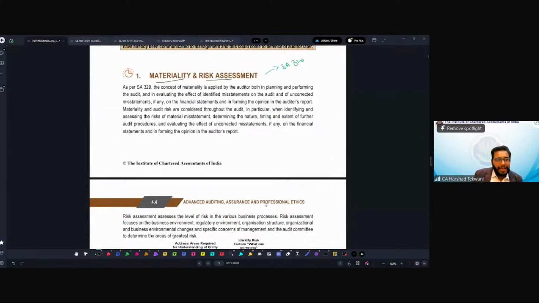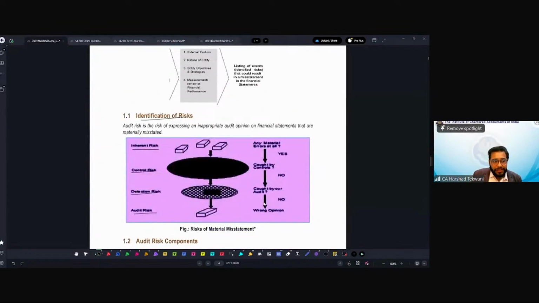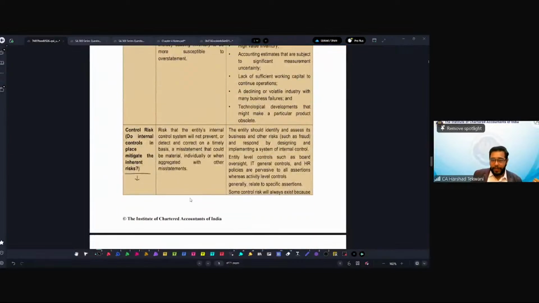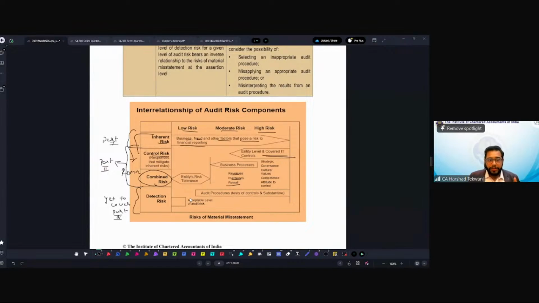First of all, materiality and risk assessment. Based on that, we need to perform a risk assessment, identification of the risk. This particular chart is given of control risk, detection risk, and audit risk, which we already understood from the umbrella example. Audit risk components: inherent risk, we discussed that. Control risk, we also discussed. Detection risk, we discussed. Interrelation of the audit risk components: inherent and control, which is the combined risk of material misstatement, and you have detection risk. How they work together, we have already understood with the example of the umbrella image.